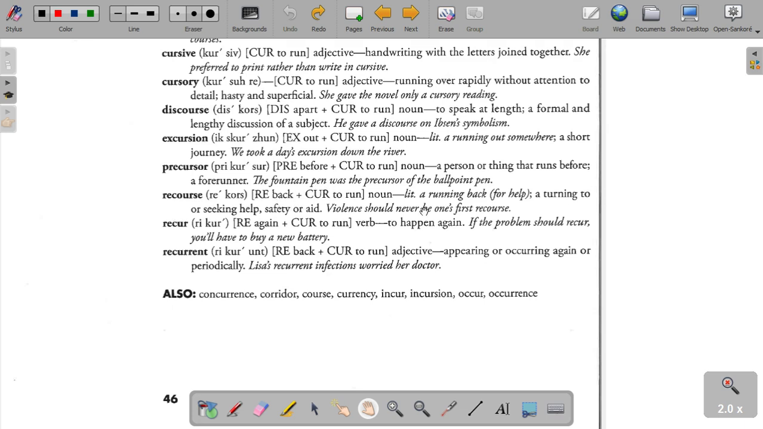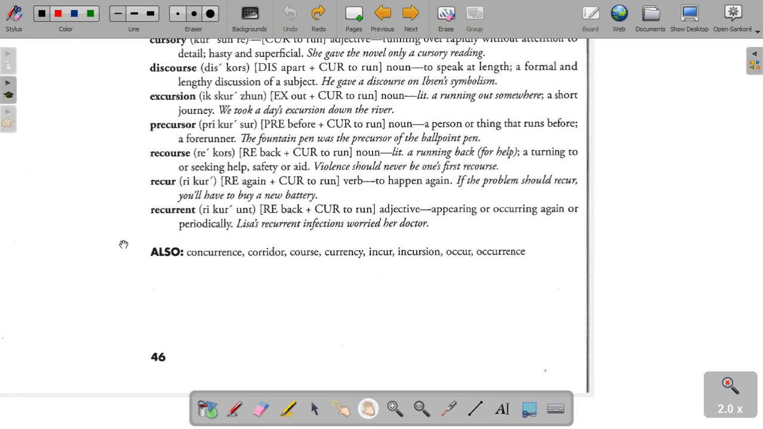Recourse, to run back, literally means a turning to or seeking help, safety, or aid. So violence should never be one's first recourse. So recourse of action is just the first thing you think of when in an emergency. And then to recur or recurrent just means happening again, basically. So Lisa's recurrent infections worried her doctor. We have concurrence, corridor, course, currency, incur, incursion, occur, and occurrence. So a lot of them there.